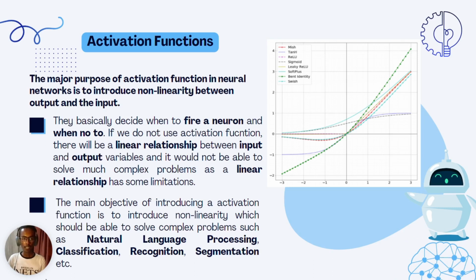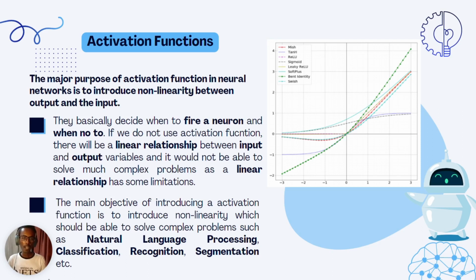So you might have heard about activation functions if you have taken any course in deep learning, but specifically for YOLO, we use two types of activation functions. And in order to understand how they work, we need to understand some concepts about activation functions. So the major purpose of any kind of activation function in neural networks is to introduce a nonlinearity between the input and the output. So what does that mean?